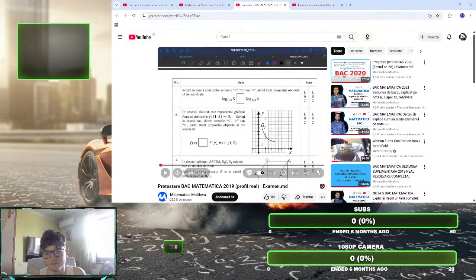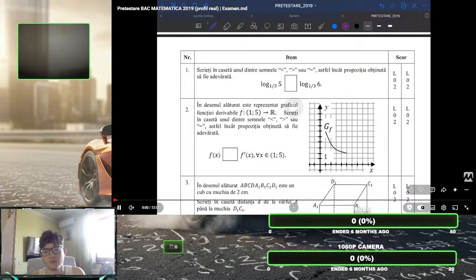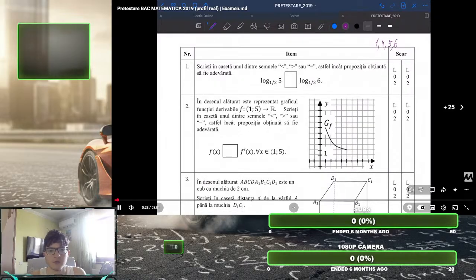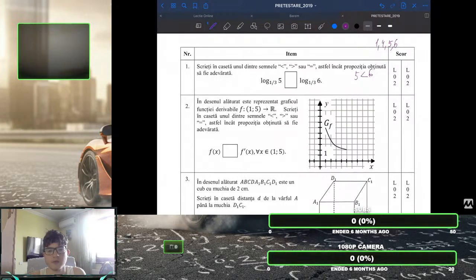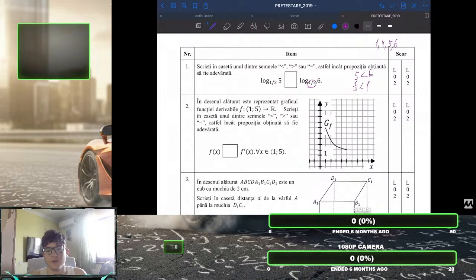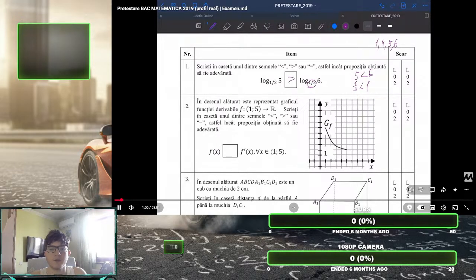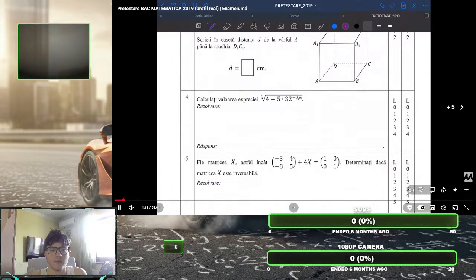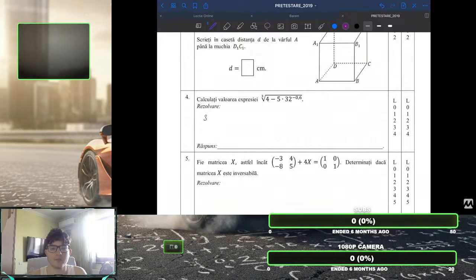Here it is. There we go. First up we go with first exercise. So same base, you just take a look at the numbers. So 5 is smaller than 6, so just write that down. But 1 divided by 3 is base smaller than 1, so it's flipped, so it's going to be actually bigger like that. So now for calculate the value of this expression.